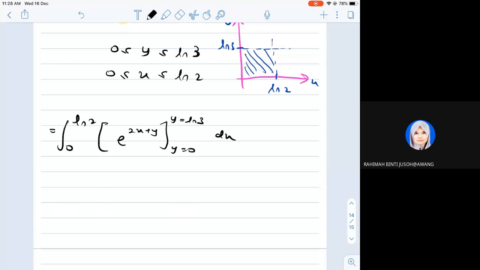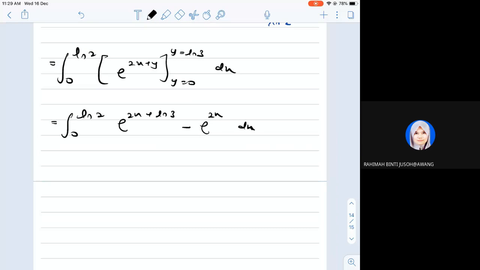Okay, so right here we will have 0 to ln 2. So exponent 2x plus ln 3 minus exponent 2x plus 0. So we just have this one, and then automatically we can just integrate. So integrate exponent 2x. Where do we bring this 2? Down, bring it down. Yes, very good.